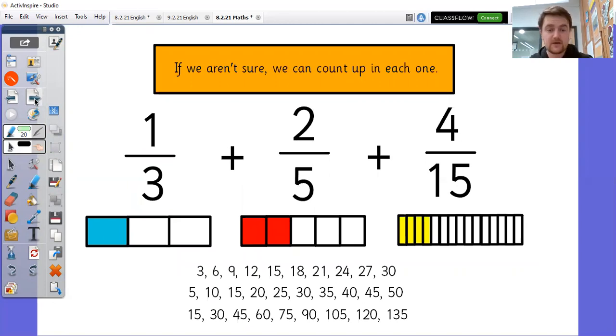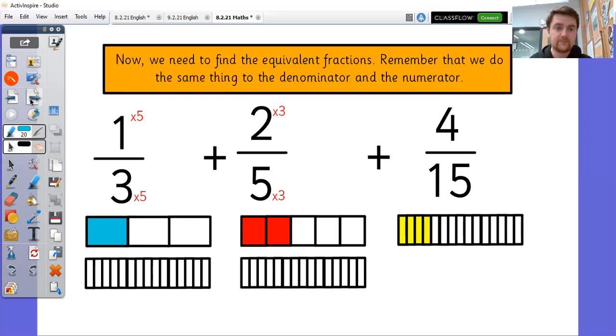So I've got my 3s, my 5s, and my 15s. Now, if I have a look through them and scan them, I can see that the lowest common multiple is 15. Now, that means that I don't need to do anything to the 15ths. My 3rds, I'll need to multiply by 1, 2, 3, 4, 5. And my 5ths, I'll need to multiply by 1, 2, 3 to change that.